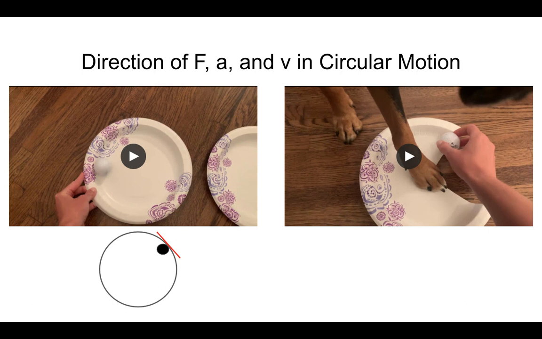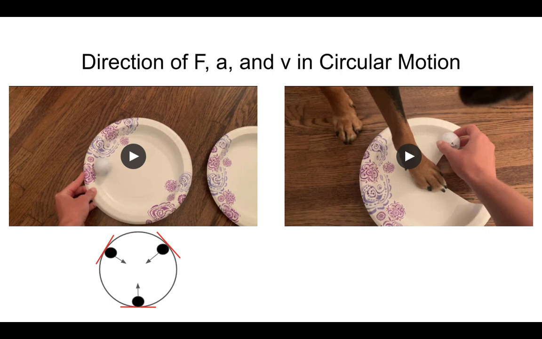Now we know that normal force is always perpendicular to whatever surface we're talking about. In this case, it's the surface of the side of that plate or the lip of the plate. So that normal force is going to be perpendicular to that surface. And as the ball moves around, that normal force is going to be changing direction. But we can see that the centripetal force, which is the normal force in this case, is always going to be directed toward the center of the circle.